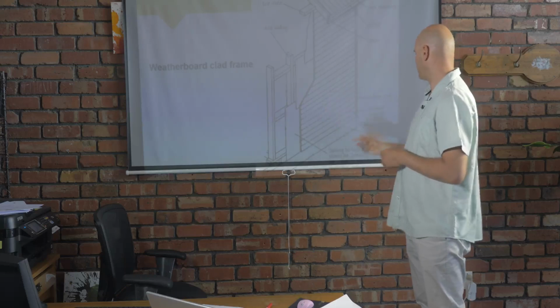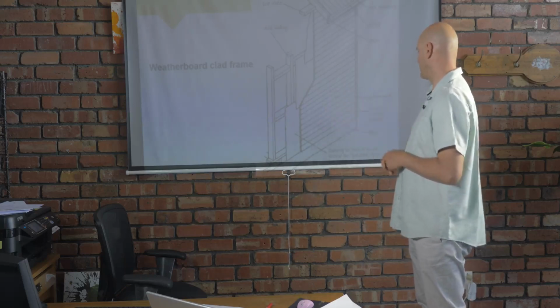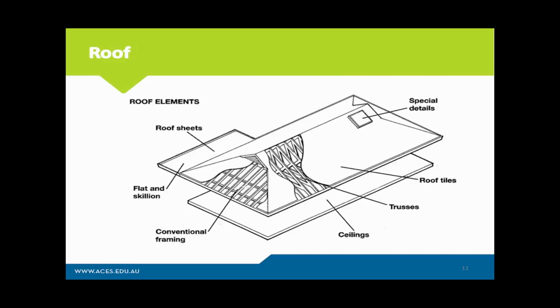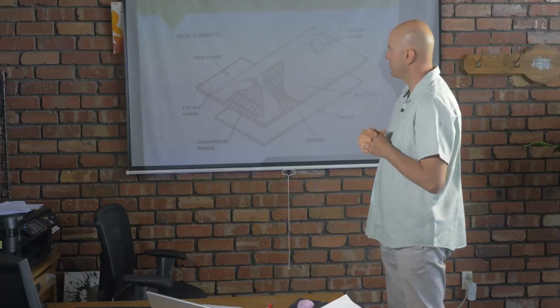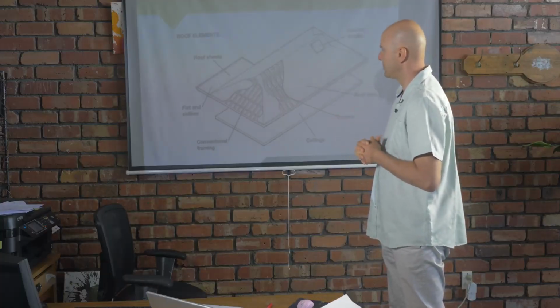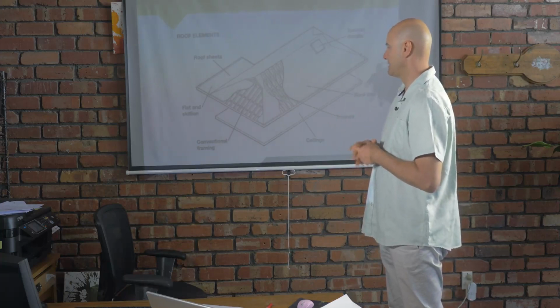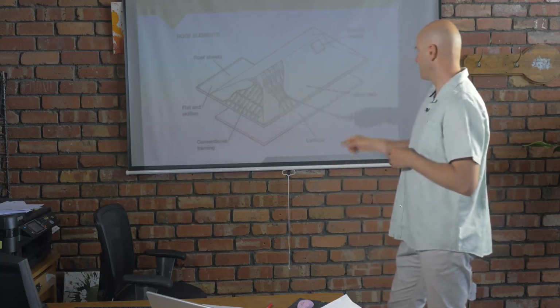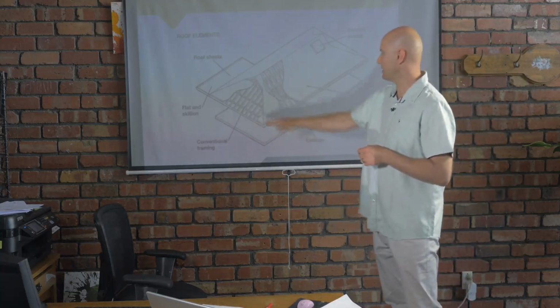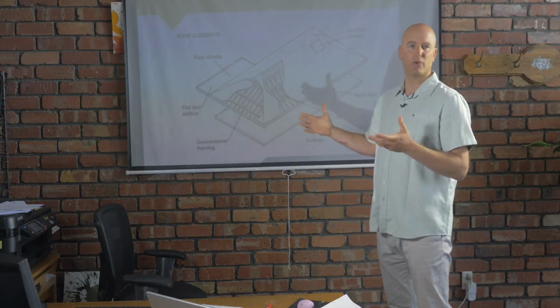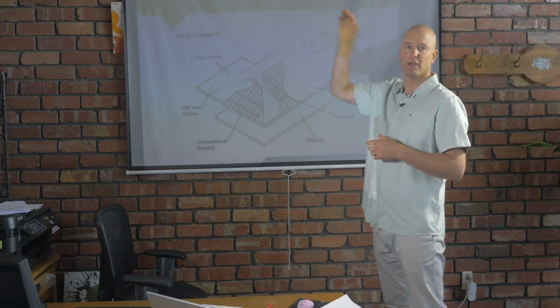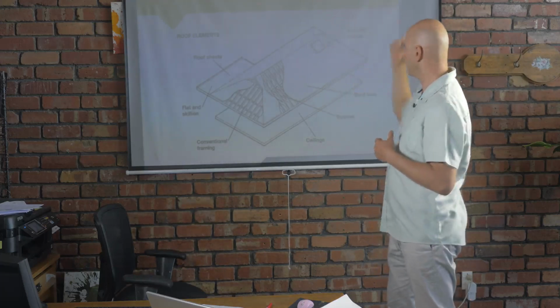And then the cladding here is just the weatherboards. These are splayed weatherboards put on, and they put a base plate at the bottom. The roof: here you've got roof sheets, whatever it is that you're using, corrugated iron or Colorbond, or if it's not roof sheets, it's tiles. Flat and skillion, you've got the conventional framing, all the rafters. The ceiling is your bottom ceiling from inside. People often get mixed up between ceilings and roofs, I've found. The ceiling is what you see when you're inside and look up. The roof is on the outside.